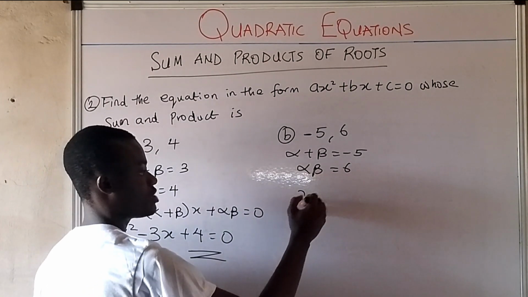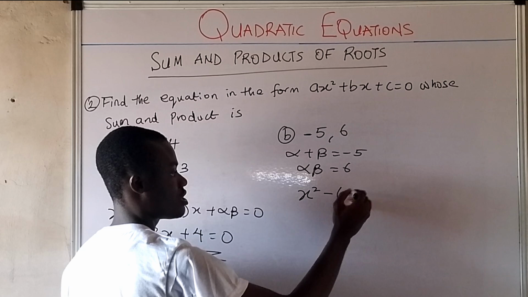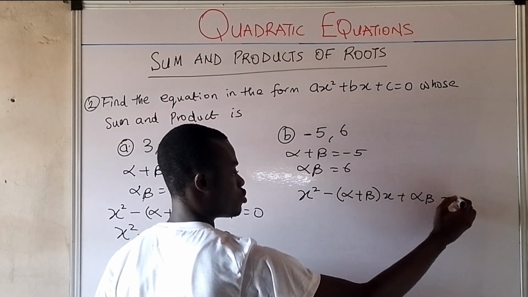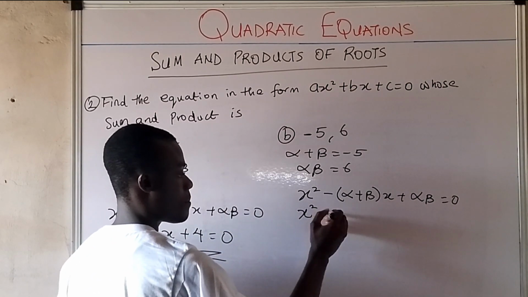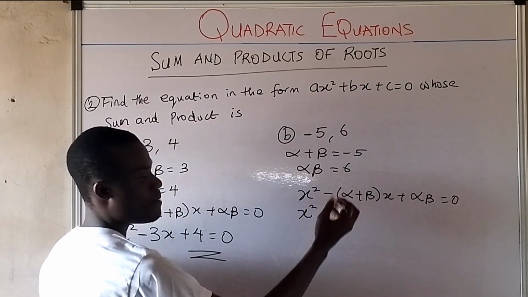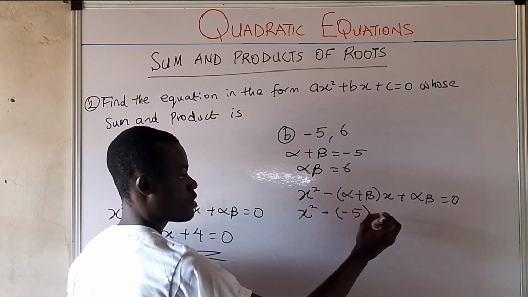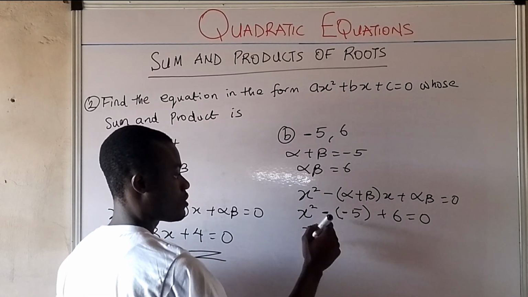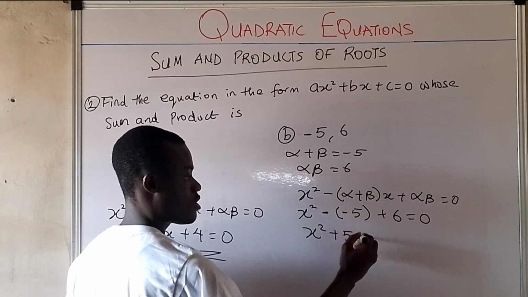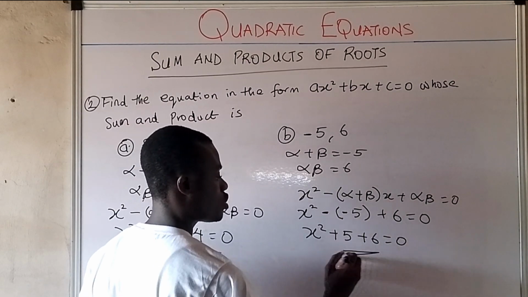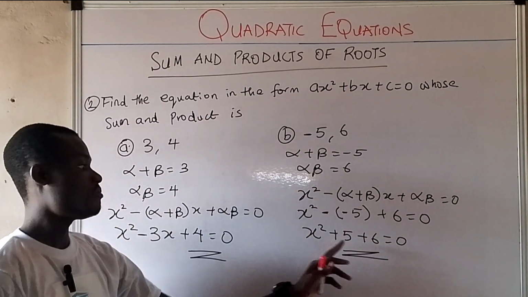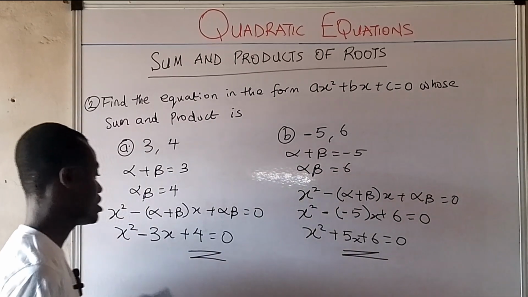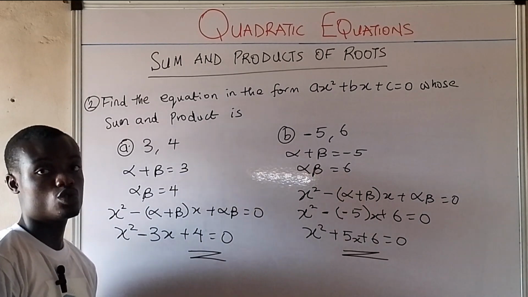Also, using that same method, write x squared minus (alpha plus beta) times x plus alpha beta is equal to 0. So this is x squared minus, now in this case the sum is minus 5, plus the product is 6, is equal to 0. So I have it as x squared minus times minus is plus 5, plus 6 is equal to 0. So the equation finally is x squared plus 5x plus 6 is equal to 0. And on this side I have x squared minus 3x plus 4 is equal to 0.